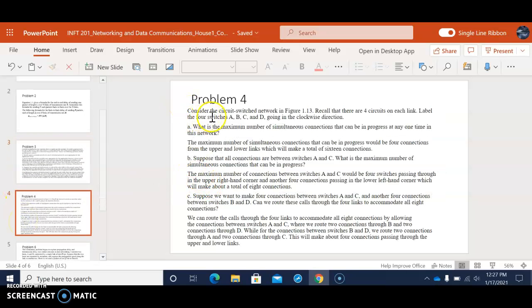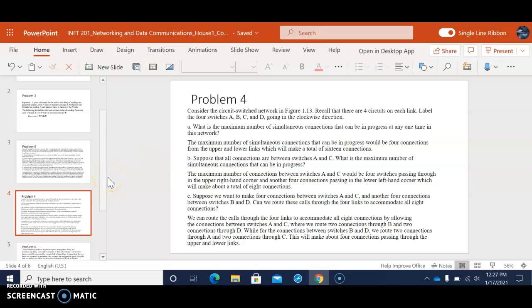Problem 4. Considering the circuit switched network in figure 1.13, recall that there are 4 circuits on each link. Label the 4 switches A, B, C, and D going in the clockwise direction.